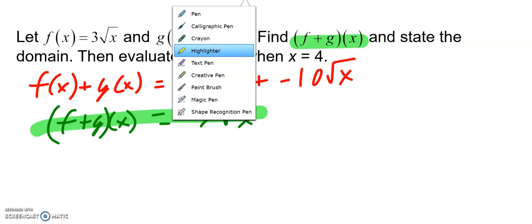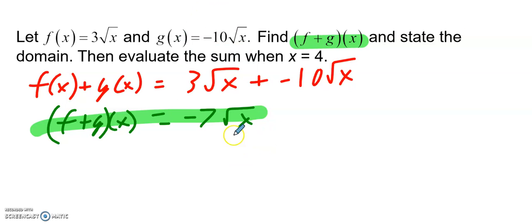Okay, then the domain. Well, there's two ways we can approach this. One, we can ask ourselves, well, what is the domain of a square root function? Well, the domain of a square root function is 0 to infinity. The negative 7 is going to be a vertical stretch and a reflection, but it's not going to change the domain. It will change the range.